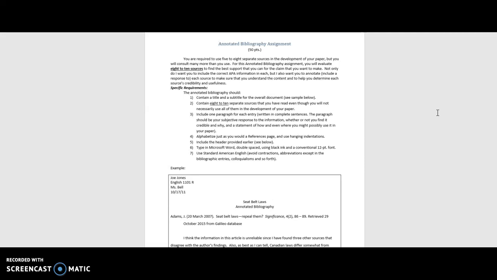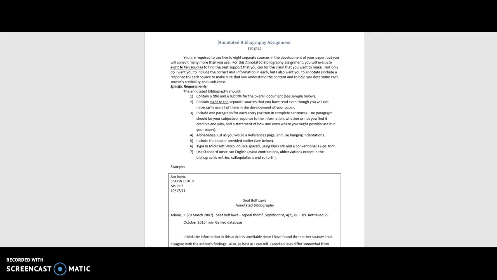Not only do I want you to include the correct APA information in each, in other words, that complete bibliographic entry, and we'll look at that in a second, but I also want you to annotate, which means include a response to each source to make sure that you understand the content and to help you determine each source's credibility and usefulness.